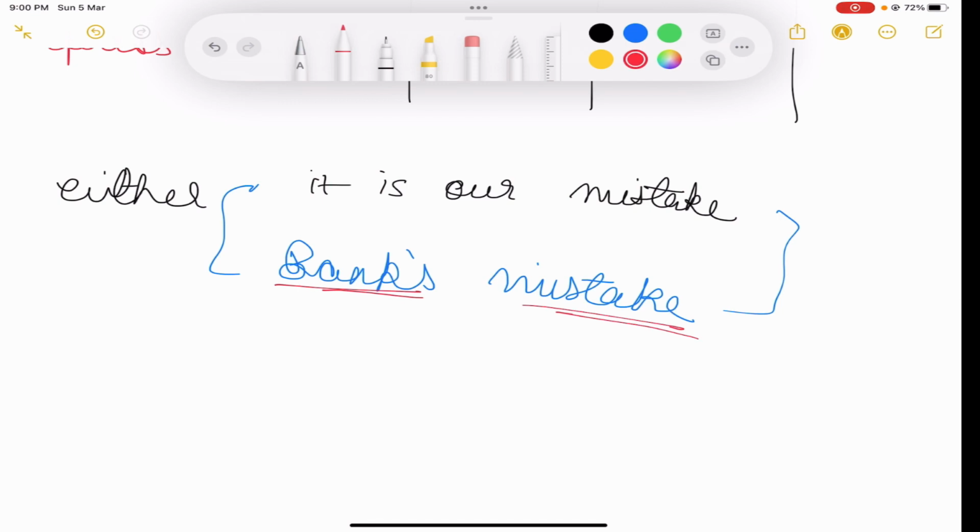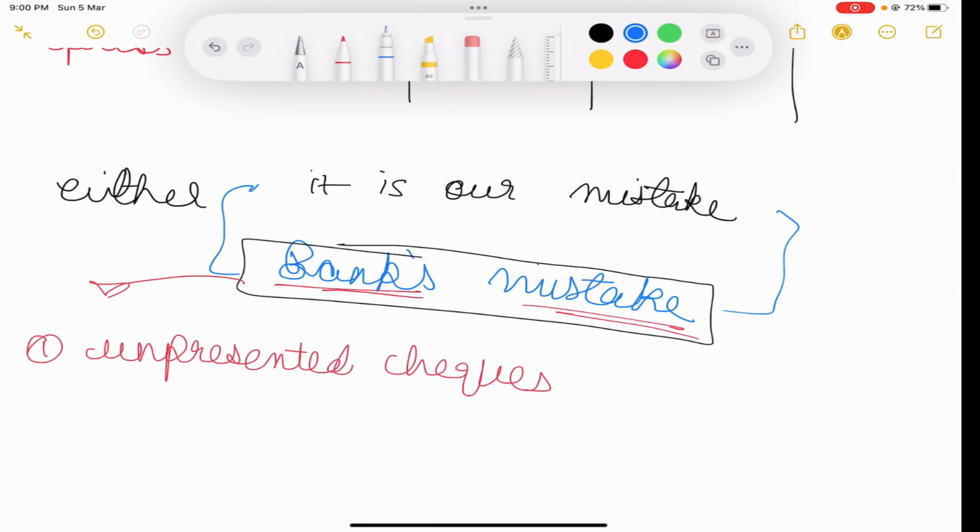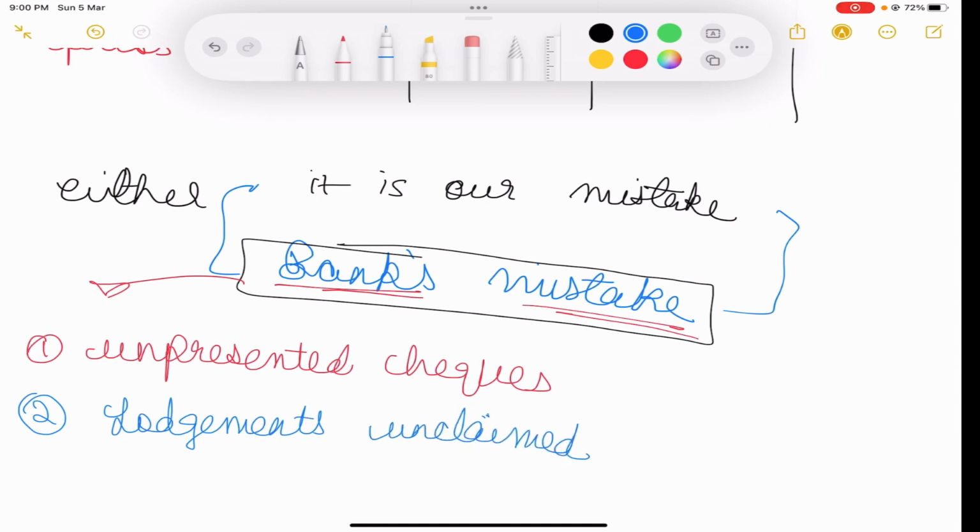So almost everything is our mistake. The only things where it is not our mistake are the bank's mistakes. What can be the bank's mistake? The first thing is unpresented checks, and the second one is lodgements unclaimed. Even though we have already discussed this in the previous video, I'm still revising it.